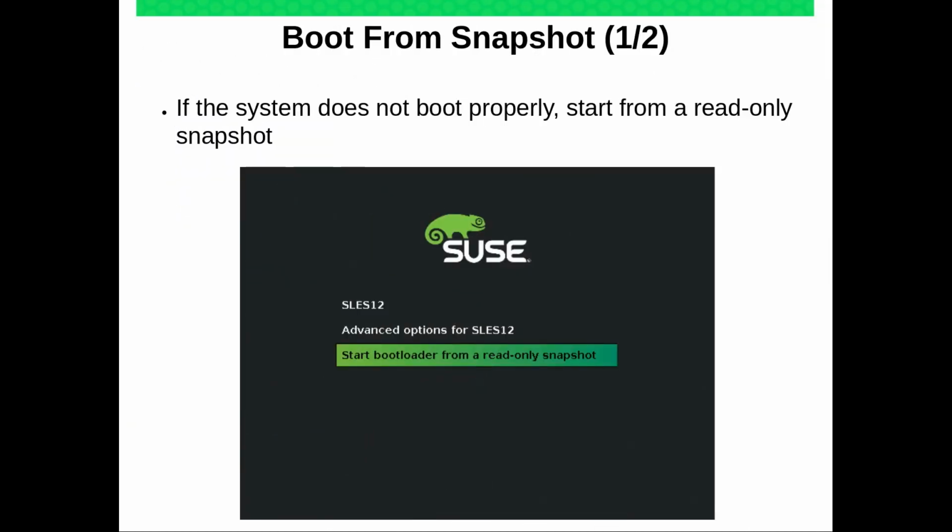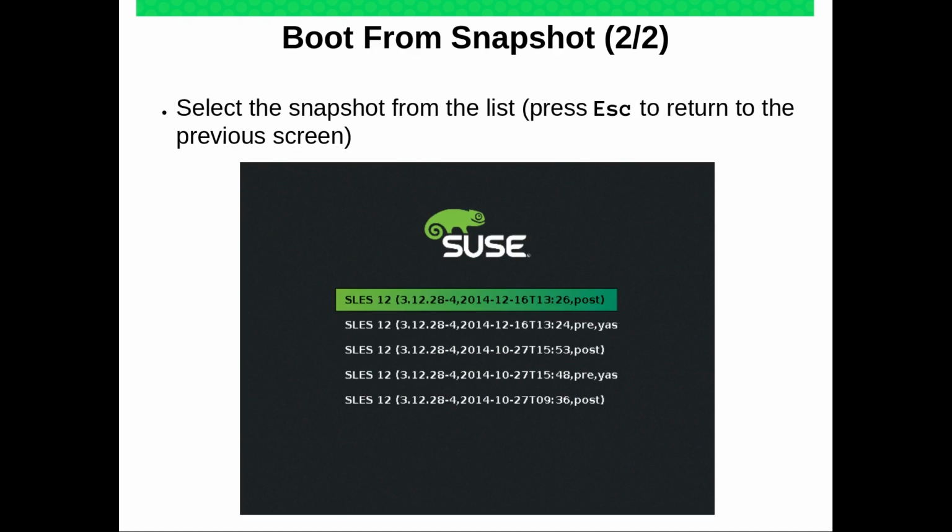To boot from a snapshot from the command line, and this is SUSE Linux Enterprise 12 displayed here, but it works for anything after SUSE Linux Enterprise Server 12. If the system does not boot properly, we can select from the menu, start the bootloader from a read-only snapshot, select the one that we want, and boot the system accordingly.